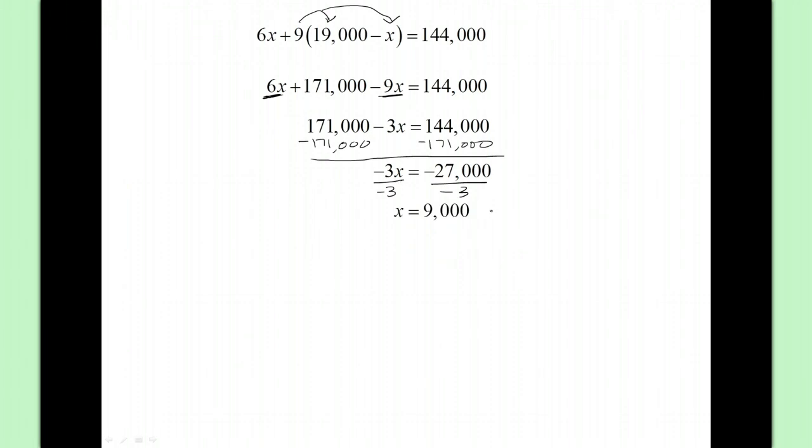This is the 6% account. To get the 9% account, you do 19,000 minus that. And you're done. You answer the question. He had this 19,000 to split up, and this is how he split it up, so that he earned $1,440 at the end of that year. Okay, great.